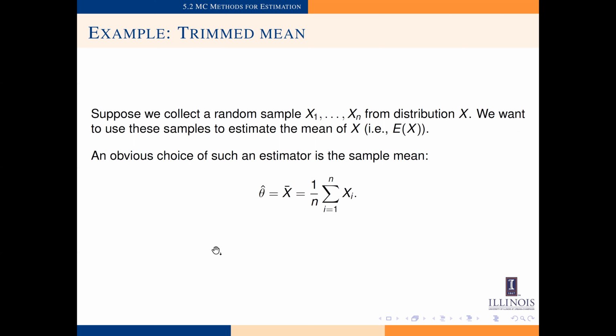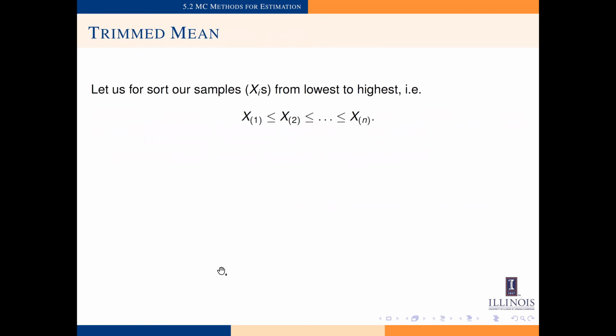An obvious choice of such an estimator will be the sample mean. So in this case theta hat, which is the estimator for our unknown mean of the distribution, is equal to x bar, which is just the sum of all the samples divided by the sample size n. There's an alternative to this, which is the trimmed mean. So what is the trimmed mean?